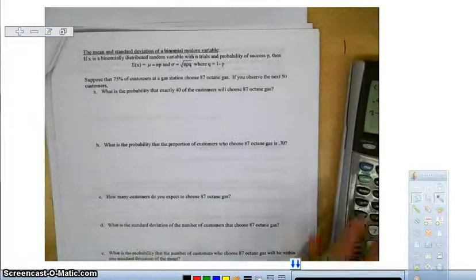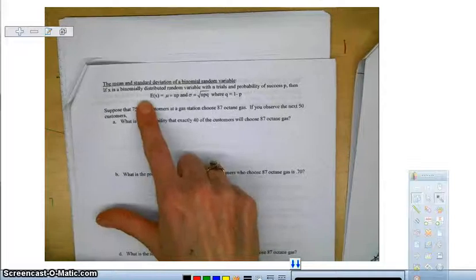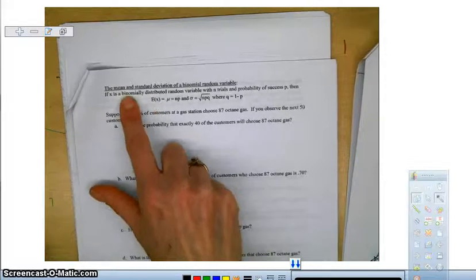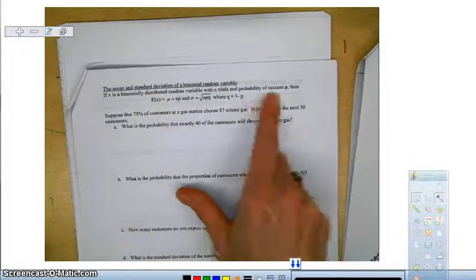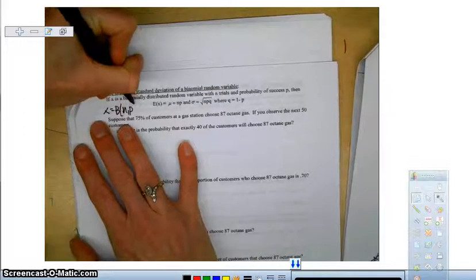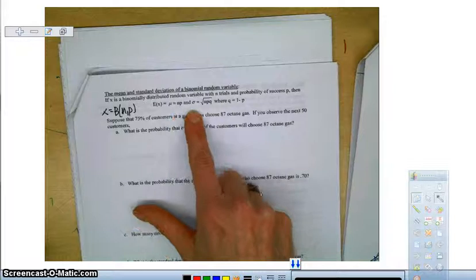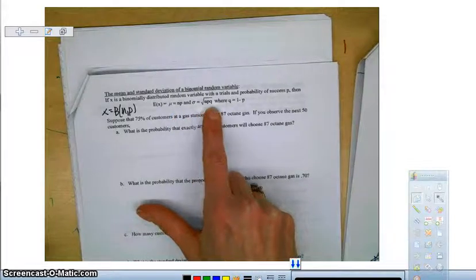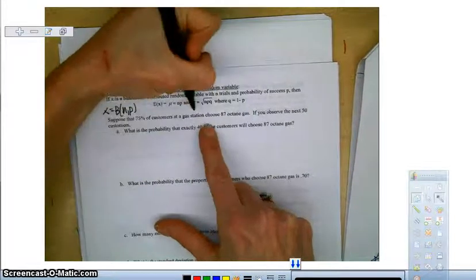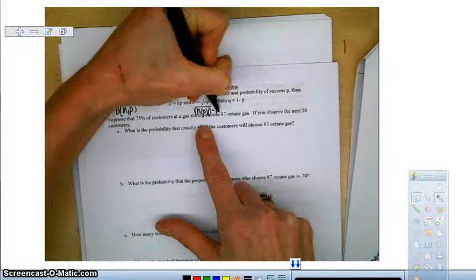All right, so the mean and standard deviation of a binomial random variable. Well, if you've got a binomially distributed random variable with n trials, probability of success, so x is binomial n comma p, the expected value or the mean is just n times p. And the standard deviation is the square root of n times p times q, or the square root of n times p times 1 minus p.